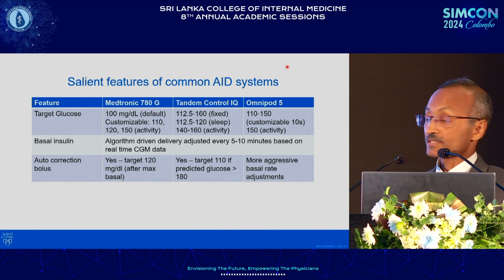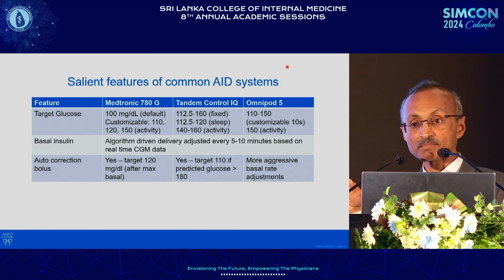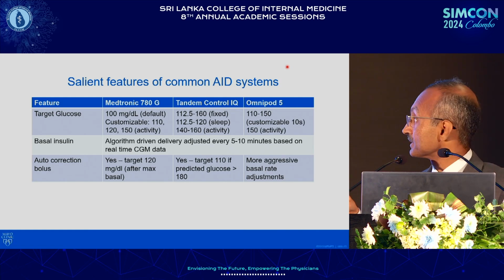And different ones, as I told you, are all proprietary, so they have their own thing. The Medtronic will give a target of 120, and first it tries to ramp up the basal. If that's not delivering it, then it gives an auto-correction bolus.